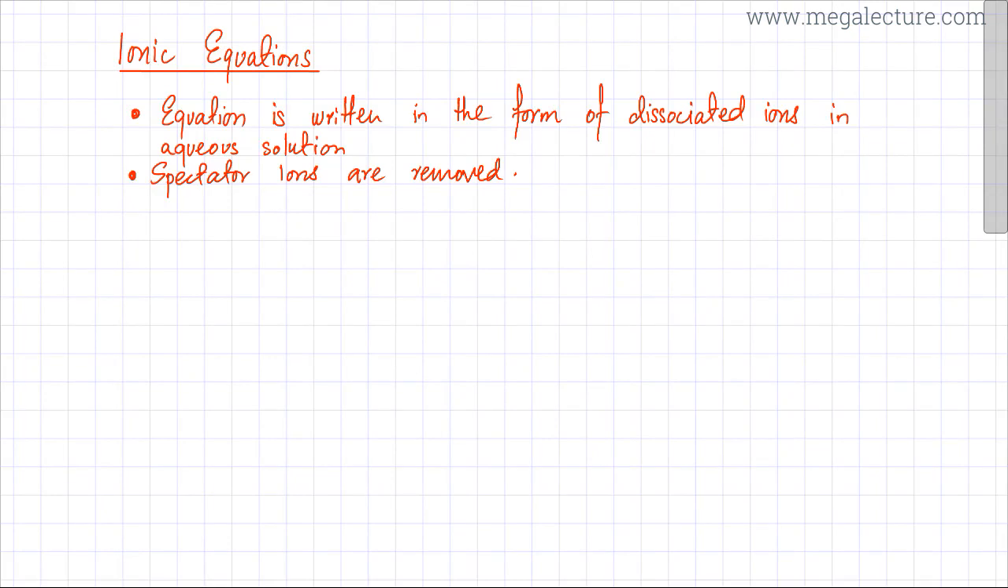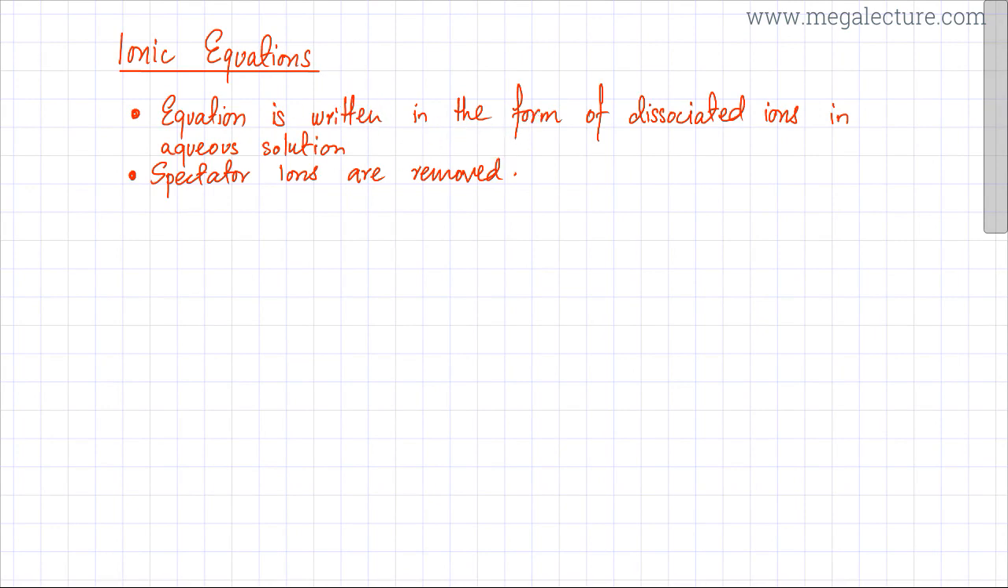In the following lecture, we're going to learn about ionic equations, and we will learn how to write ionic equations. Briefly describing what ionic equations are: an ionic equation is written in the form of dissociated ions in aqueous solution. And the other thing is that spectator ions are removed.